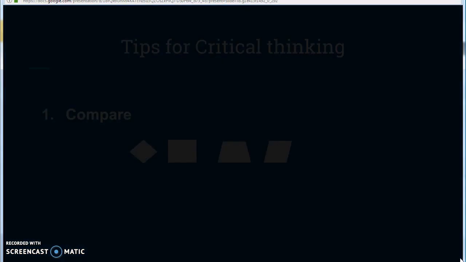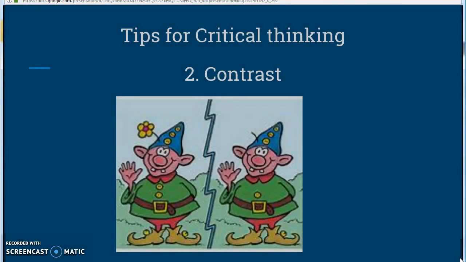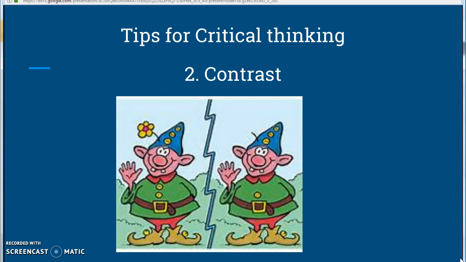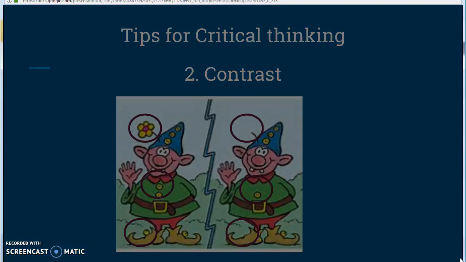Number 2, contrasting. When we look at contrasting, we look at the differences. Let's take this picture for instance. Can you see the differences in both sides? Let's see. Let's move on to number 3.